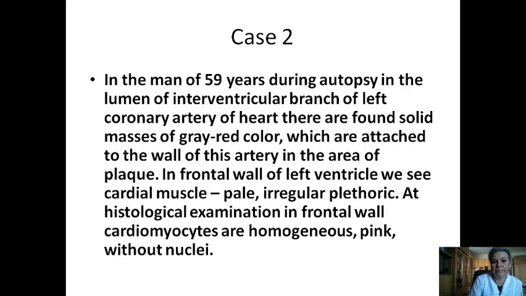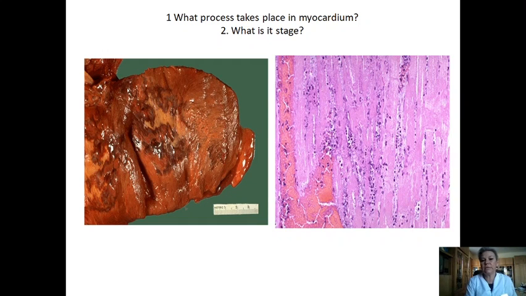irregular. At histological examination in the frontal wall, cardiomyocytes are homogeneous and pink without nuclei. What can we see in the autopsy? Which process takes place in the myocardium? On the left side, you can see a gross section, the anatomical picture of changes in the myocardium. On the left side, we see histological examination of cardiomyocytes without nuclei. Which stage of this process?